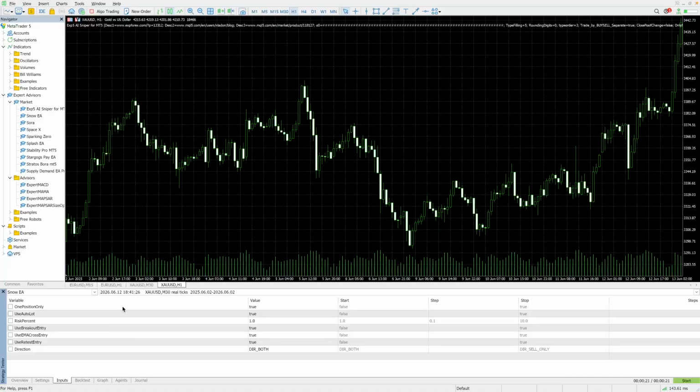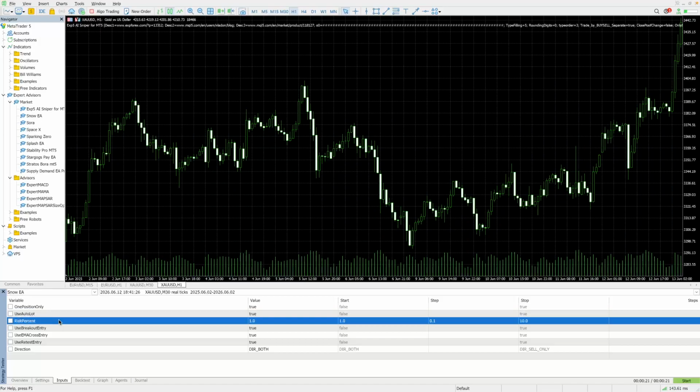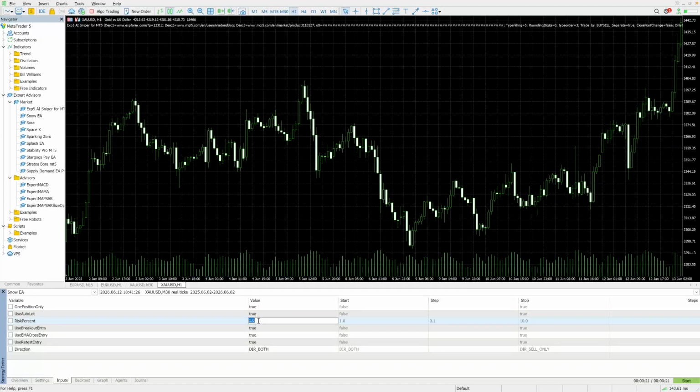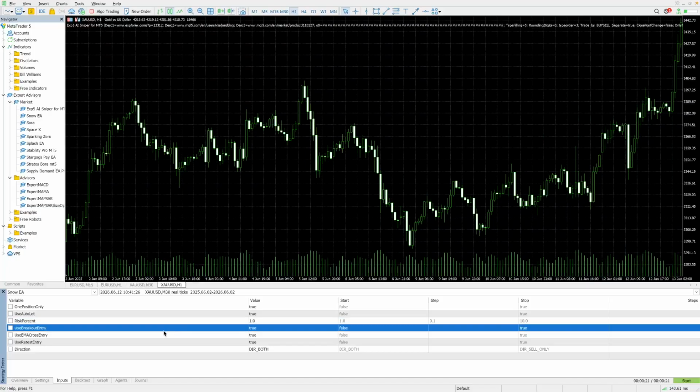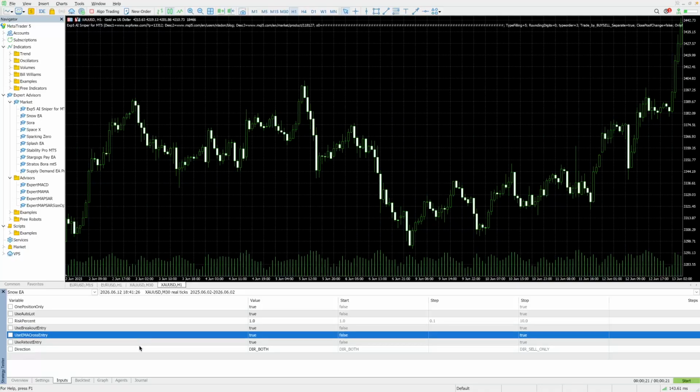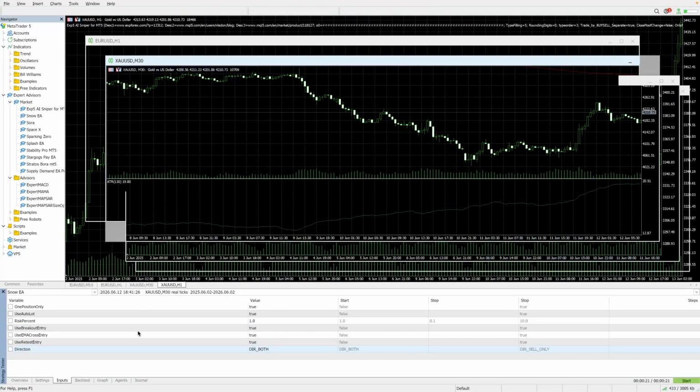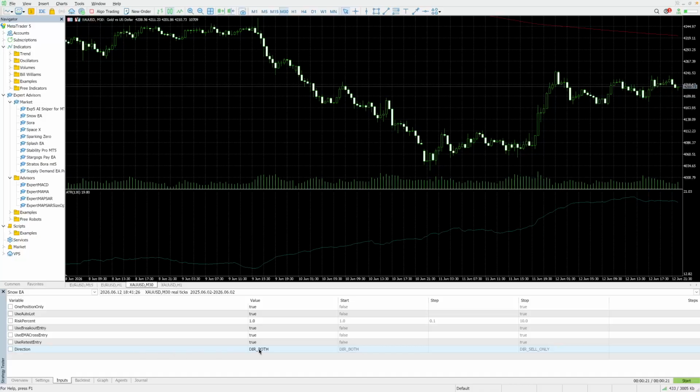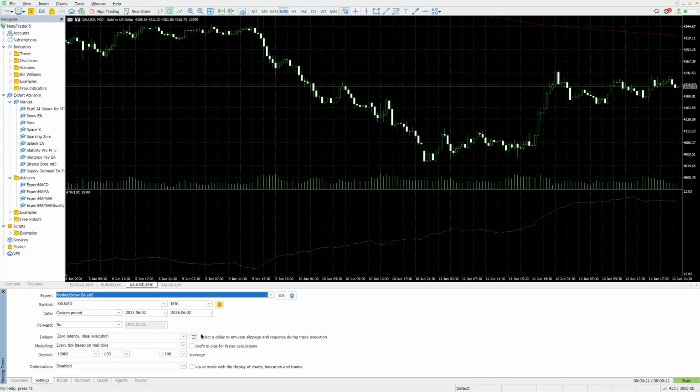It doesn't have many settings, it just has a very basic setup. Use auto lot. You can also change the risk percent. You can decide to use 1% or 2 or 3 depending on your risk appetite. You can use the breakout entry. You can choose to use the EMA cross entry and use the retest entry. You can also choose which direction you want, whether you want to buy only or sell only.